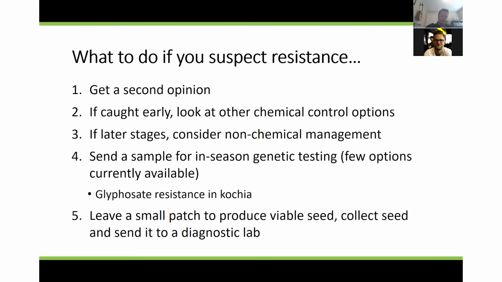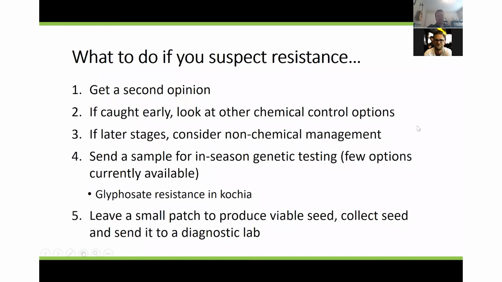So the second point I have there, if it's caught early, consider other chemical control options. So the idea being that you still might be in the window where you could control that weed with a different mode of action. If caught later, then consider non-chemical control, or trying to use ways that you can decrease the viability of that seed going into next year. Because really, the whole point at this stage, if you suspect that you have herbicide resistance, is to try and eliminate viable seed production from that population.